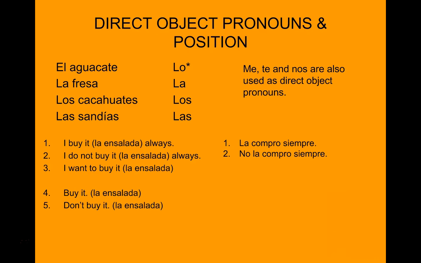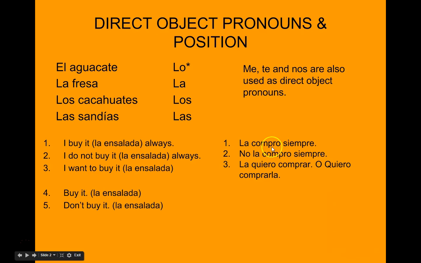This gets a little trickier. I want to buy it. In the sentence I want to buy it, we have 2 verbs, I want and to buy. I want is conjugated. To buy is the infinitive. Here you have a choice. We can put our pronoun before the conjugated verb, which is quiero, la quiero comprar. Or, if you'd like, you can put it attached to an infinitive. Quiero comprarla. Now notice, this is attached. There is no space here.